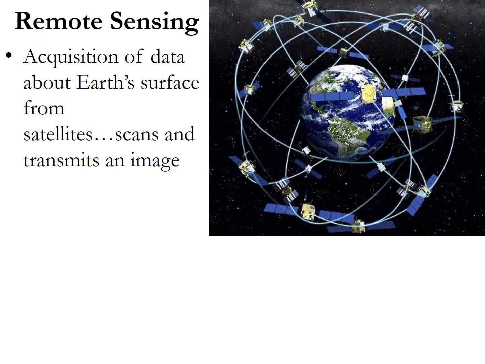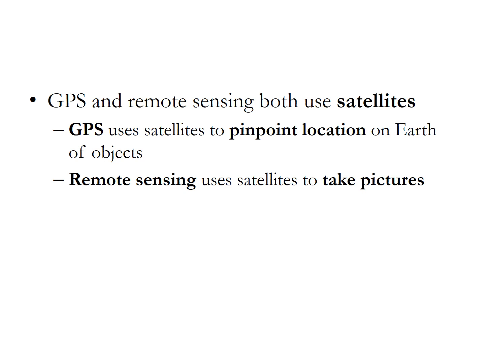While remote sensing is satellites taking pictures and scanning the surface of the Earth and transmitting that image, right? So satellites doing two different things. Satellites for GPS are finding your absolute location. Satellites for remote sensing are trying to take data from the Earth's surface. And so we have this difference between them, but once we get that data from remote sensing, what do we do with it?